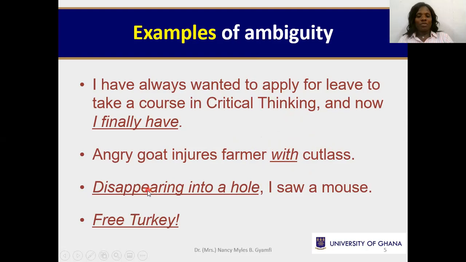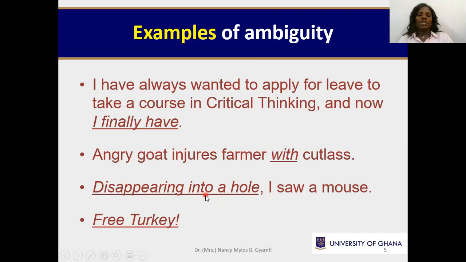Disappearing into a hole, I saw a mouse. Now, I'm sure you know what ambiguity is. Is it that as I was disappearing into a hole, then I saw a mouse? Or I saw a mouse which was disappearing, so to speak, into a hole? You need to clarify that. So the source of ambiguity is what? Disappearing into a hole. That's highlighted for you.